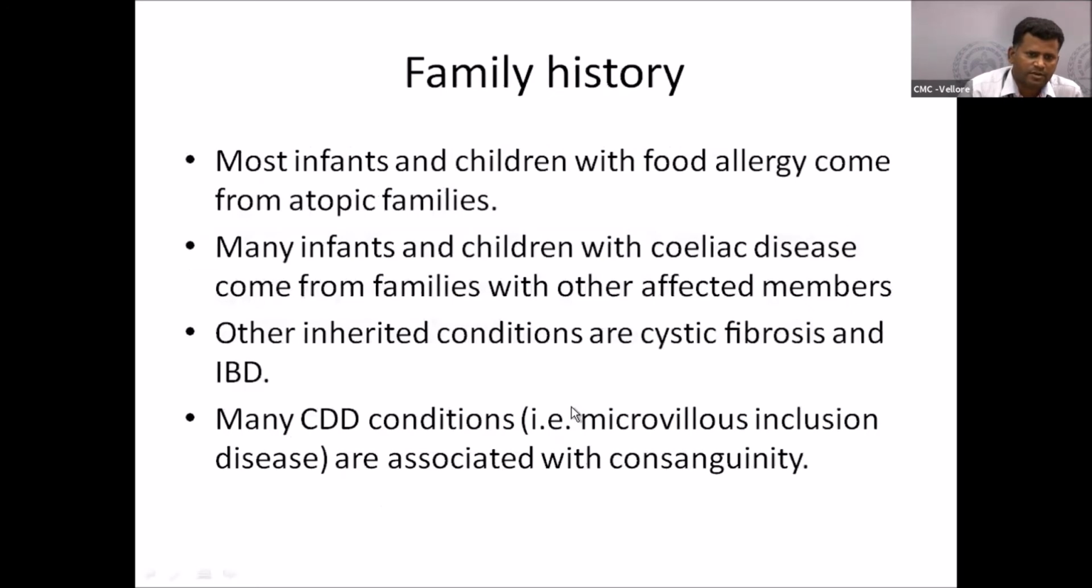Family history is very important because food allergy can run in families, and also celiac disease can run in families, and cystic fibrosis and IBD can run in families. And other congenital diarrheal disorders like microvillus inclusion disease can be associated with consanguinity also.